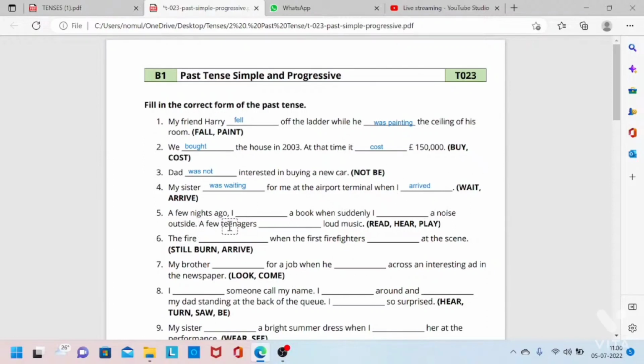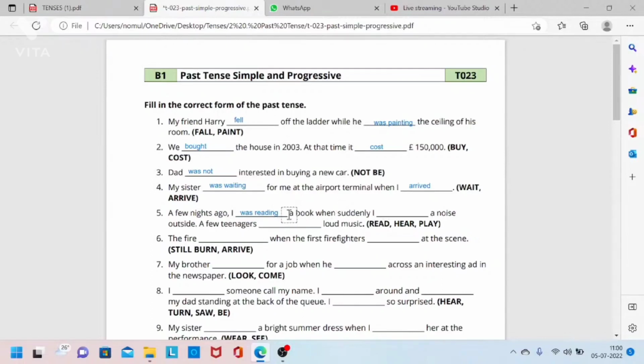So let us go to the fifth now. A few nights ago, I ___ a book when suddenly I ___ a noise outside. A few teenagers ___ loud music. So using read, hear, play, we have to complete these blanks and it becomes a very good sentence. So using here, a few nights ago, what I was doing, I was reading, okay, reading a book. A book should be reading, not playing, not hearing, right? So using read, we have to complete this.